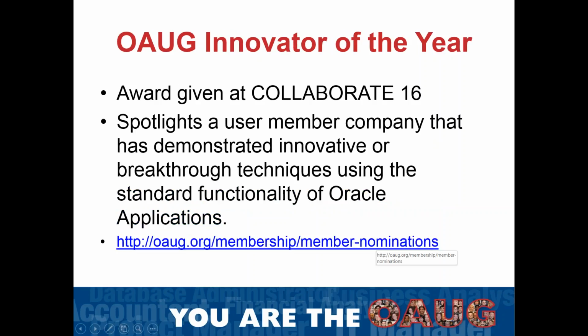Similarly, we have the Innovator of the Year, and this award is for a company, not an individual. It recognizes a user member company that's done something unique or innovative with their Oracle applications. So if you yourself have done something with your own applications that's innovative or unique, there's a nomination form that you can fill out on your own. Or if you know of a company that's done something different, or perhaps you heard a presentation at Collaborate or a webinar recently that was something unique and innovative, please do fill out that nomination form. The nominations are open through the end of the year, and the awards will be presented in the spring at Collaborate.